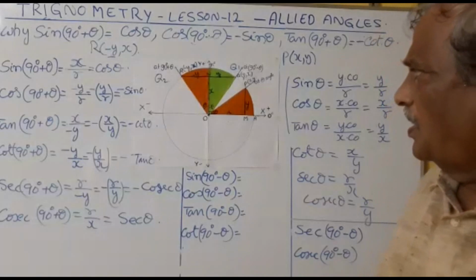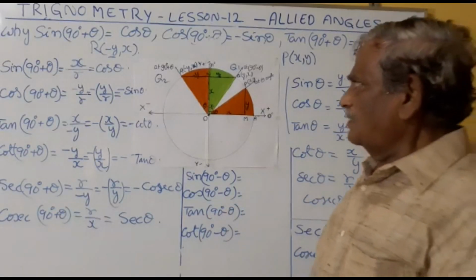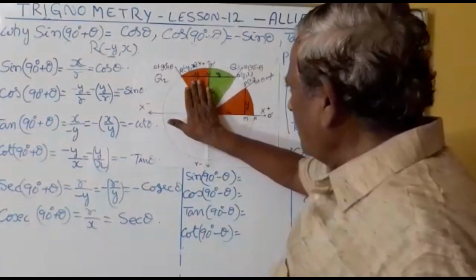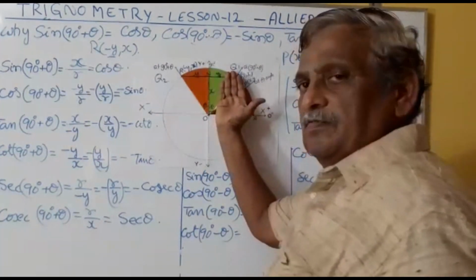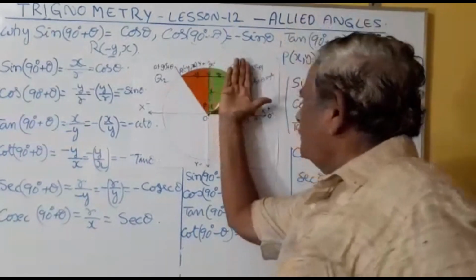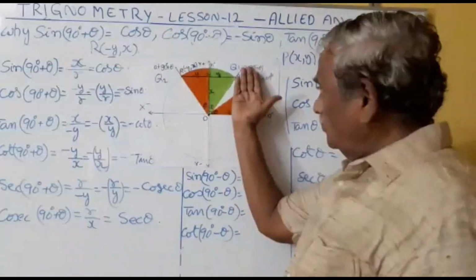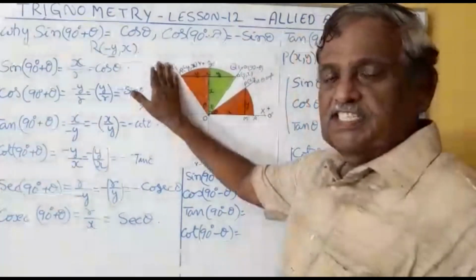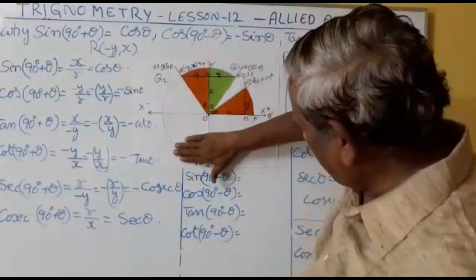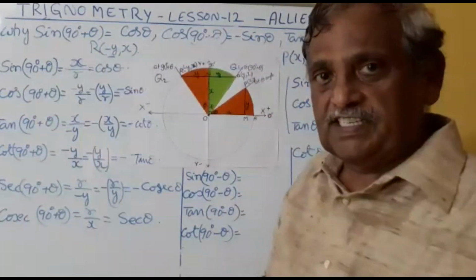Now let us observe what happens when this sector is inverted laterally. Lateral inversion means inversion of a sector like this towards this side or towards this side. This is called lateral inversion. Vertical inversion means like this or like this. Here the sector is laterally inverted.